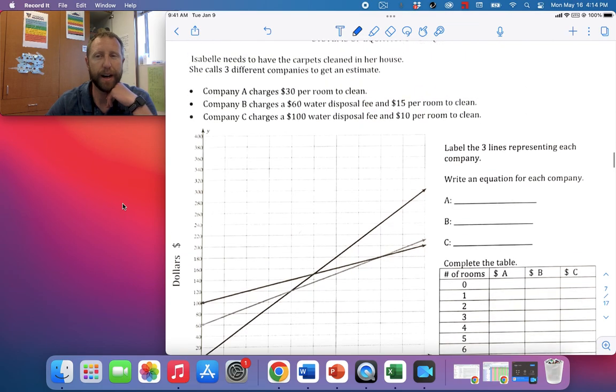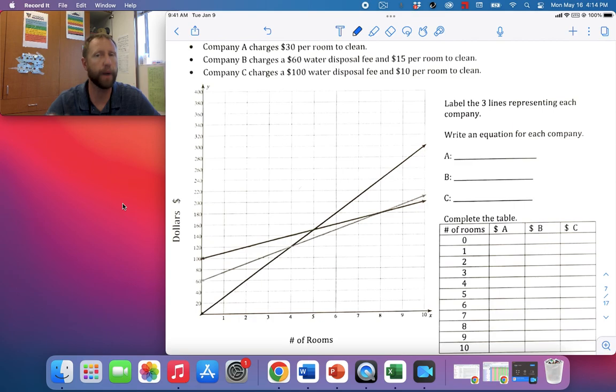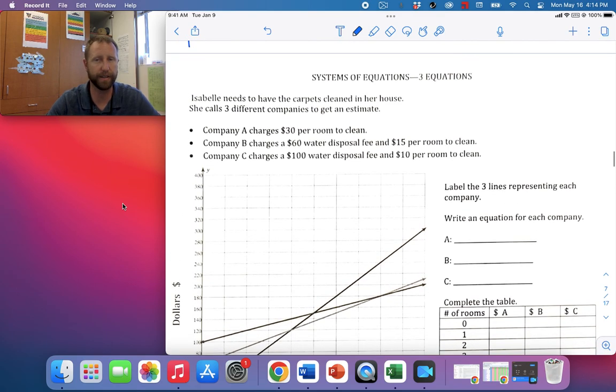okay? So I'm going to do this out of order a little bit. I'm going to write the equation first, and I'm going to write the equation first because I noticed something, and some of you probably did as well.